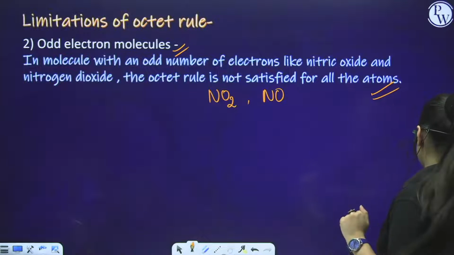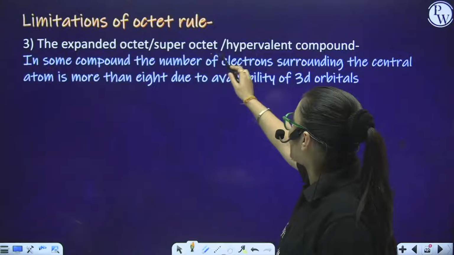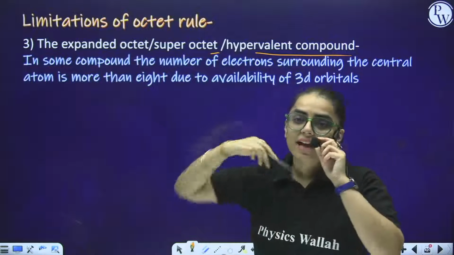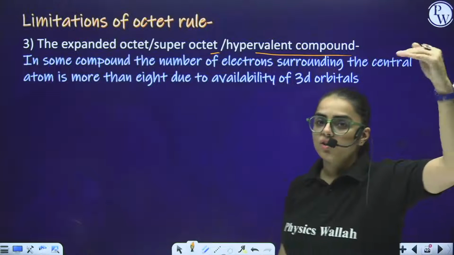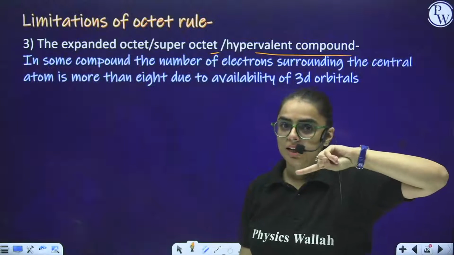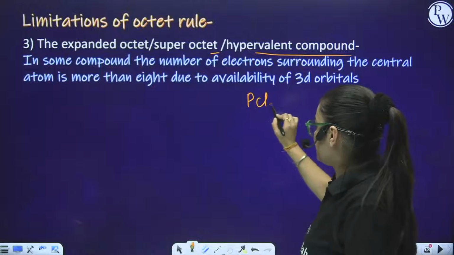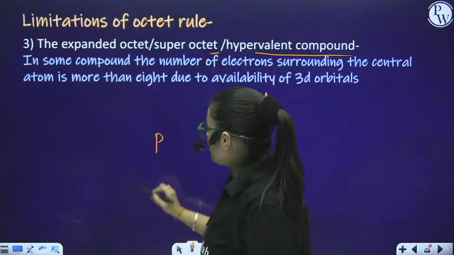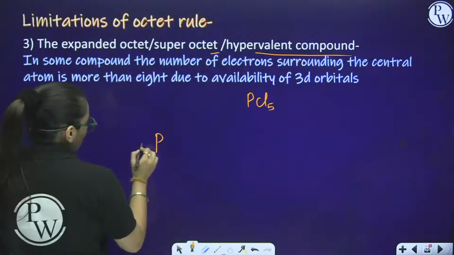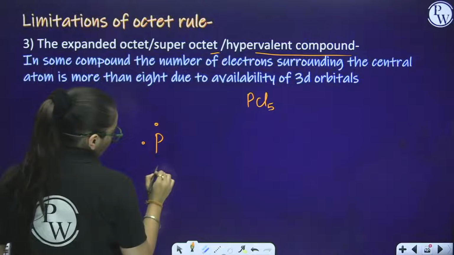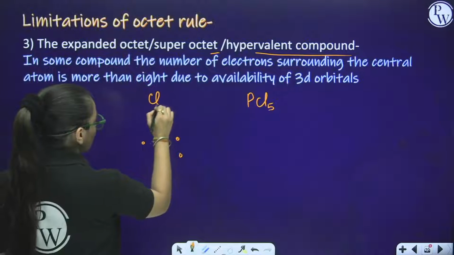Now in the next part, the expanded octet or the super octet or the hypervalent. See, when we have fewer than 8 electrons, that is hypovalent. When the central atom holds more than 8 electrons, that is hypervalent. That is expanded octet. An example you can take is PCl5. See, phosphorus basically contains 5 electrons in the outermost shell, no? How many electrons? 5. 1, 2, 3, 4 and 5. Now see, chlorine basically holds 7 electrons.